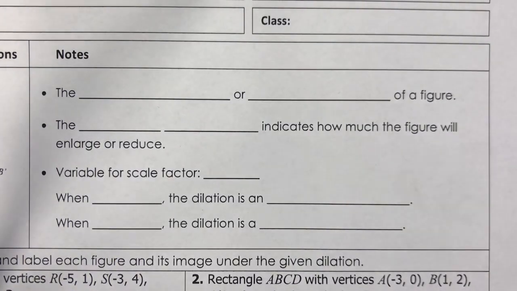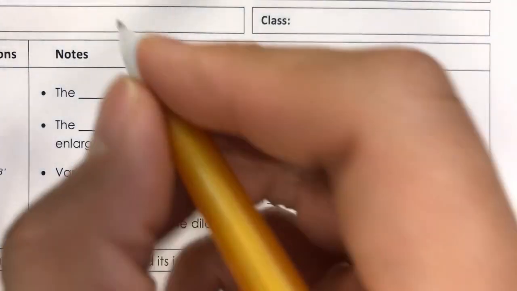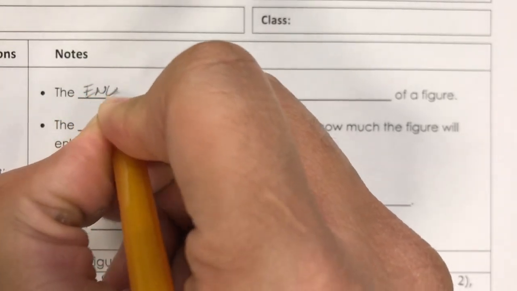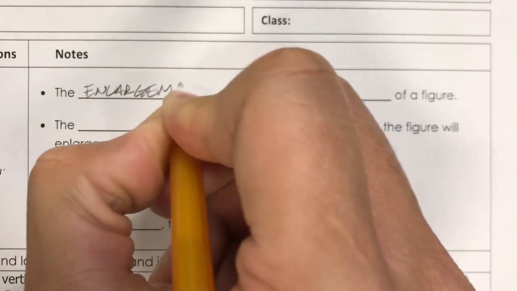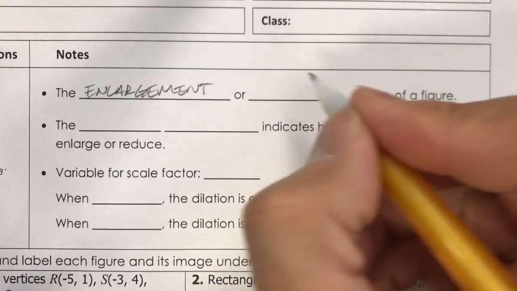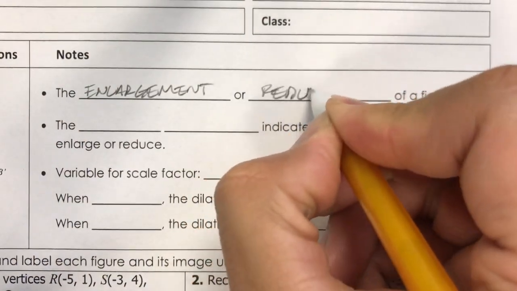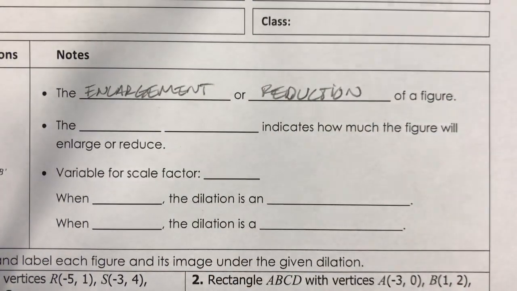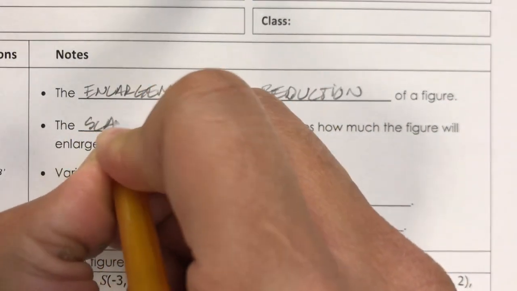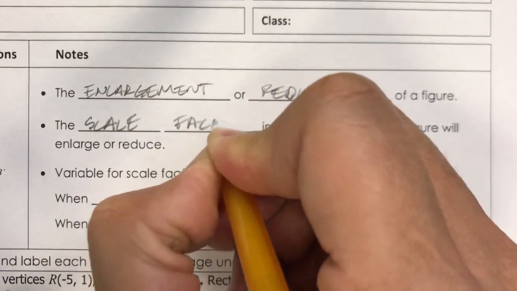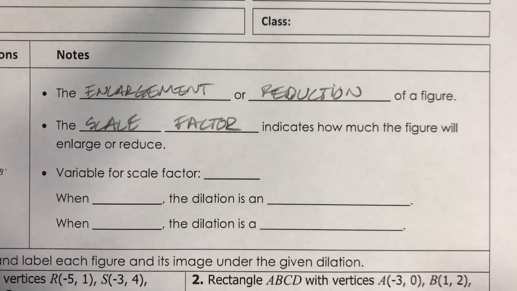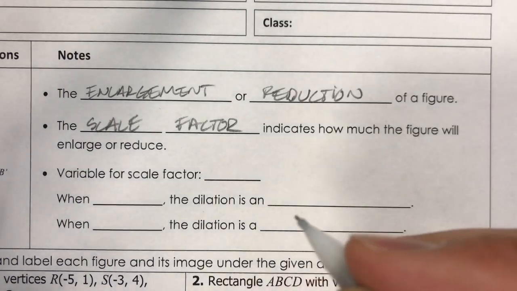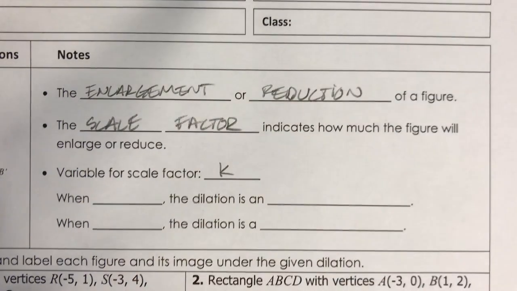Today we're going to look at dilations. A dilation is the enlargement or reduction of a figure. The scale factor tells us how much we're going to enlarge or reduce a figure, and the variable that we use for a scale factor is k.